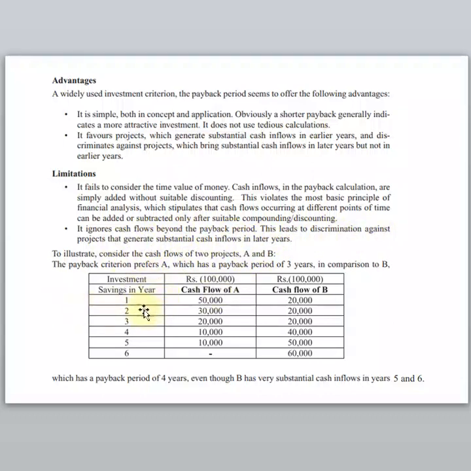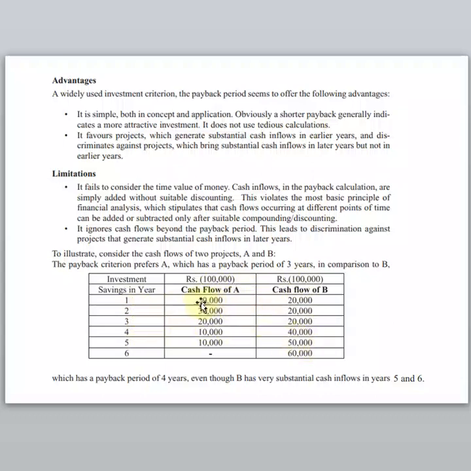To illustrate this, consider two cash flows, cash flow A and cash flow B. There are two projects, project A and project B. The investment on project A is 1 lakh, and on B also it is 1 lakh. Now we are going to see the per year performance of the projects.